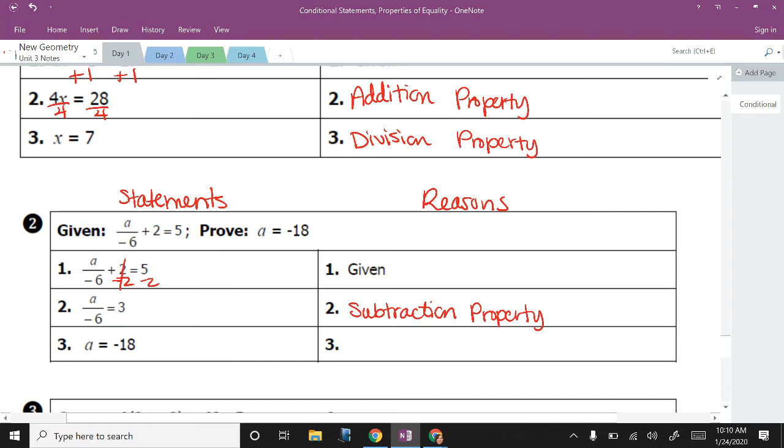All right. So we subtracted 2 on both sides and got 3 over here. So now we have the equation a divided by negative 6 equals 3. So what did they do from step 2 to step 3 on both sides? Multiplied both sides by negative 6. And then they got negative 18, right? So that was what property? Dang it, Ryan. Multiplication property.